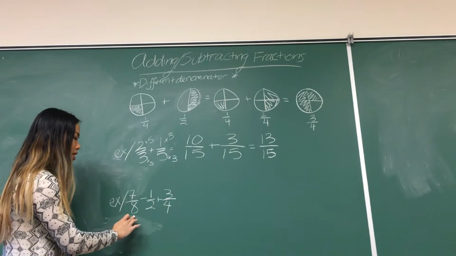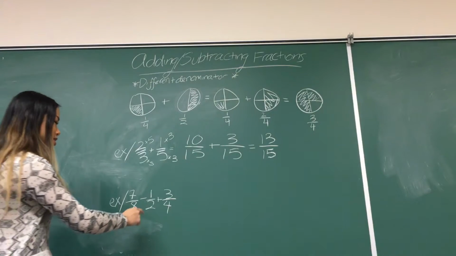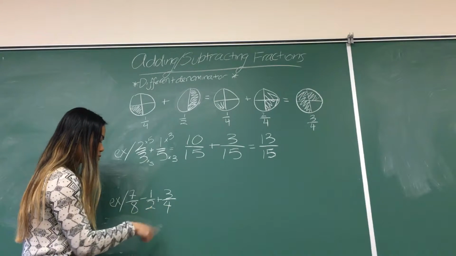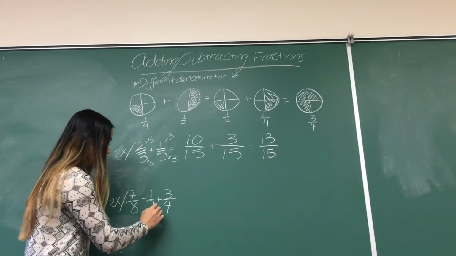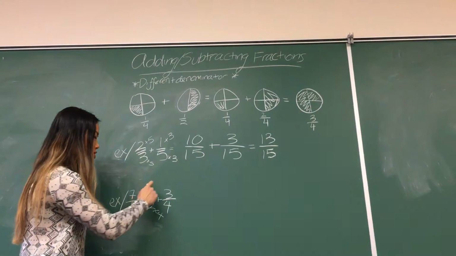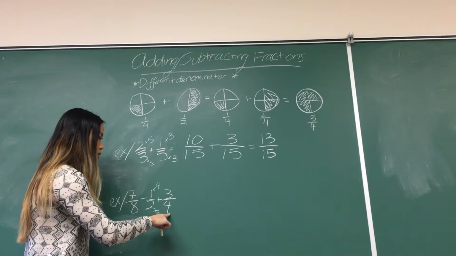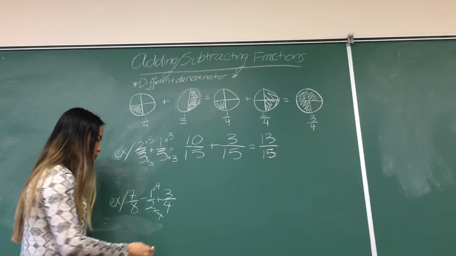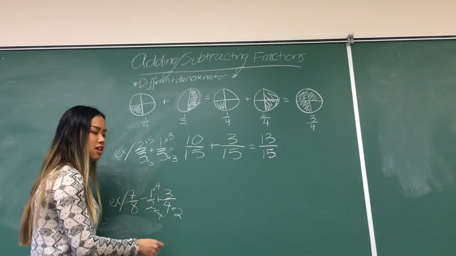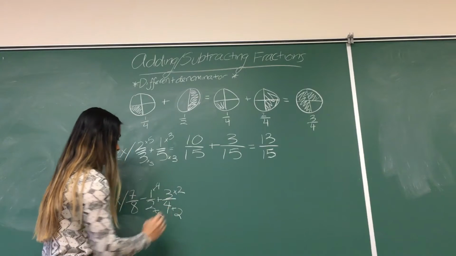Okay, so this one already has an 8 at the bottom, so we don't have to touch it. Leave it alone. It's perfect. Now we have to change this one though. So 2 times what can give me 8? 2 times 4 can give me 8. So if I do that to the bottom, I have to do it to the top. And times top by 4 as well. So 4 times what gives me 8? 4 times 2 gives me 8. So if I times 2 at the bottom, I have to do it at the top as well.